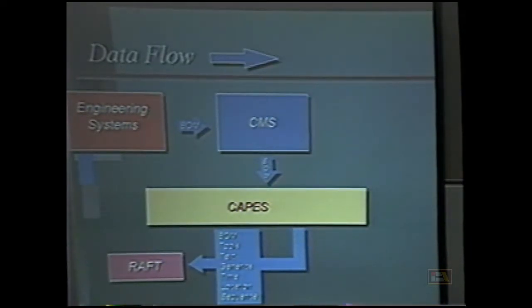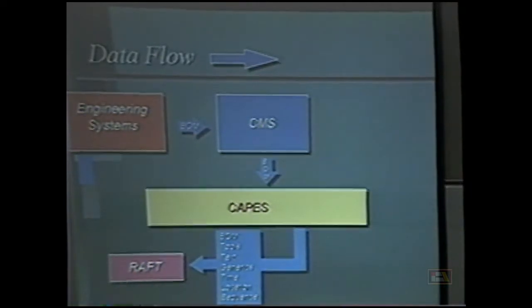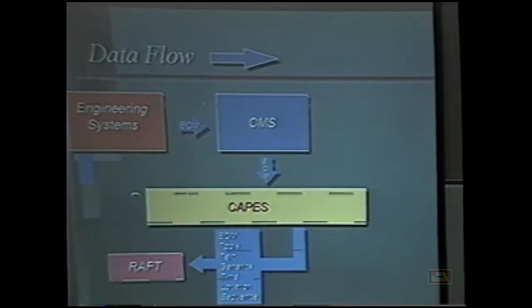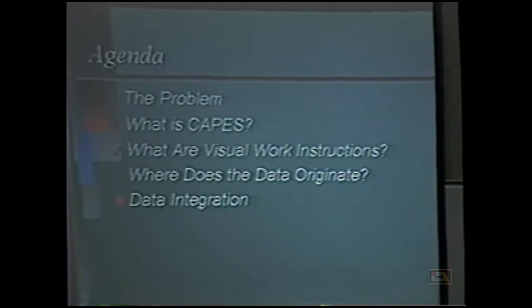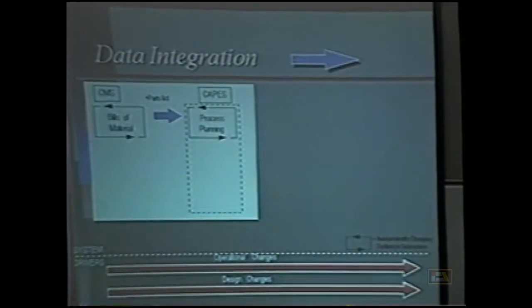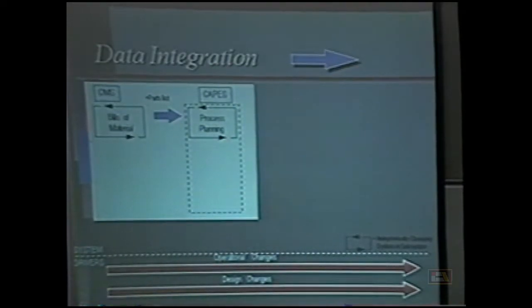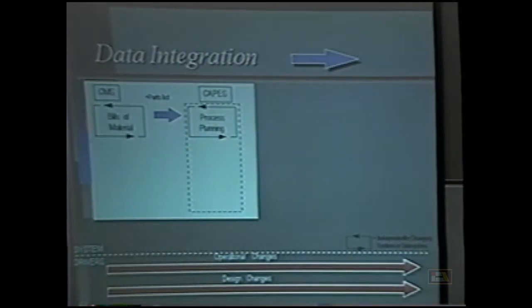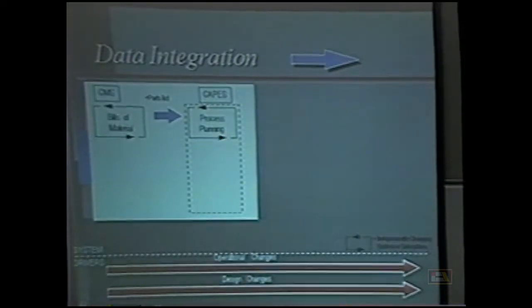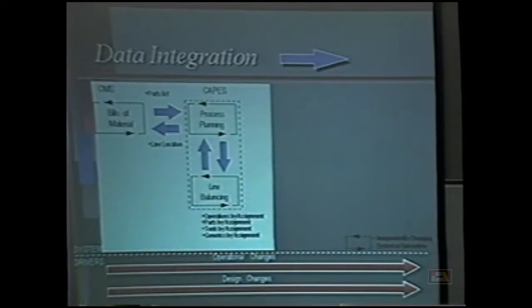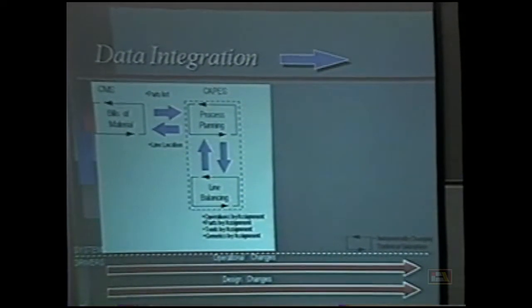In CMS, we have the bill of material, which is constantly changing. What we pass from there is the parts list into the CAPES software for a pick, and that includes the generic code and all the other important information about that structure. We then begin to process plan, and once that's done, we start line balancing. So we interchange data between the line balancing and the CAPES processing to establish our line balance. Once that's done, we've now identified the part location that that part is consumed at, and we can pass that back to the CMS system for the phase 3 information it requires on part location.